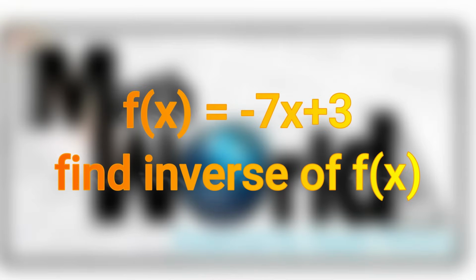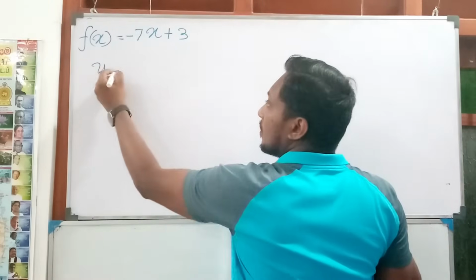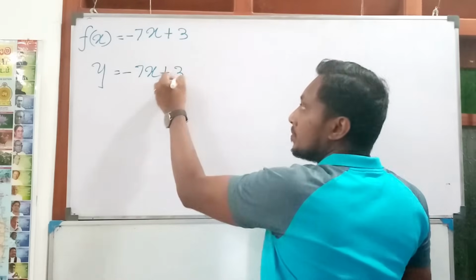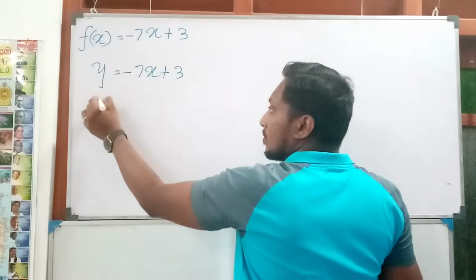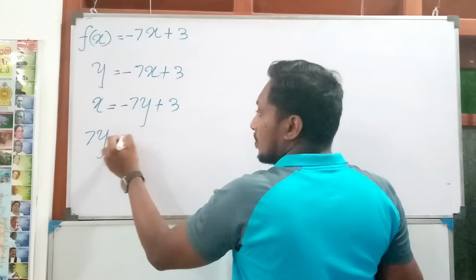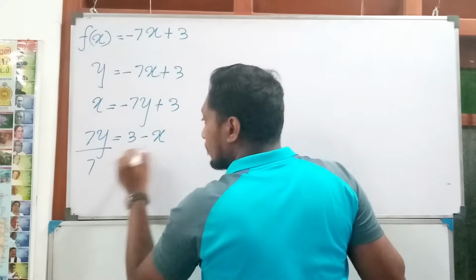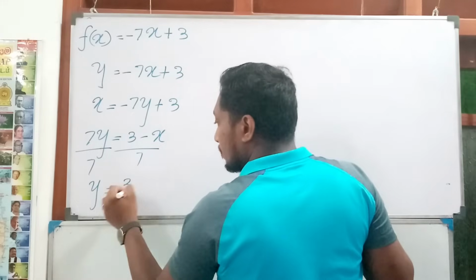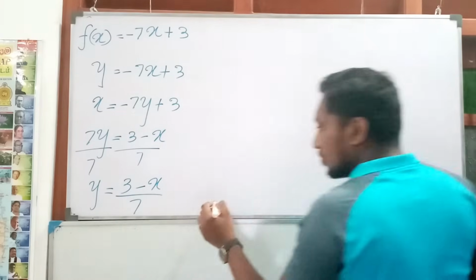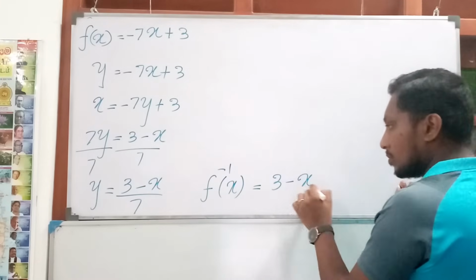Now we are going to do an example. f(x) is given as minus 7x plus 3. We are supposed to find f inverse of x. So remember the steps. First you write y equals the given expression and then interchange x and y. Therefore x equals minus 7y plus 3. Now make y the subject. This is a simple equation, you can easily do it. Then you will get the expression for f inverse of x. Here f inverse of x is (3 minus x) over 7.